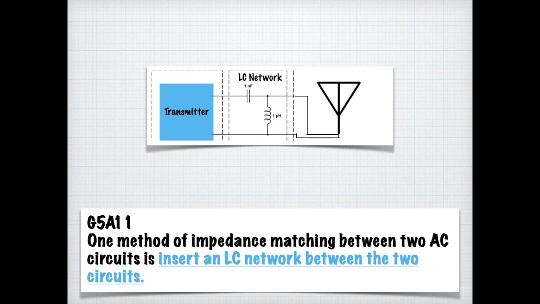So an LC circuit is also sometimes called a resonant circuit, a tank circuit, or a tuned circuit. It's an electric circuit consisting of an inductor represented by the letter L and a capacitor represented by the letter C connected together. For the exam, you need to know that one method of impedance matching between two AC circuits is to insert an LC network between the two circuits.